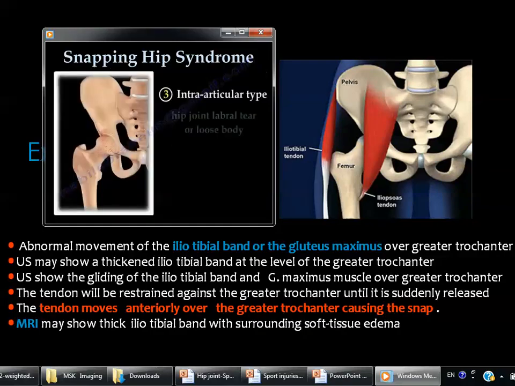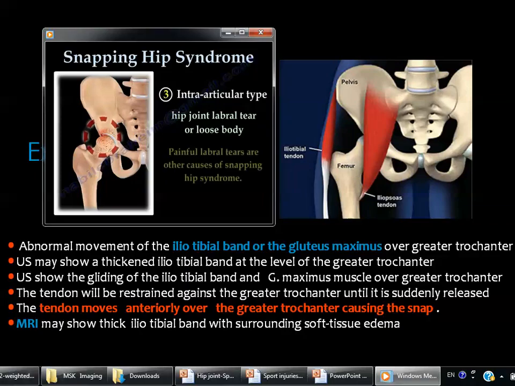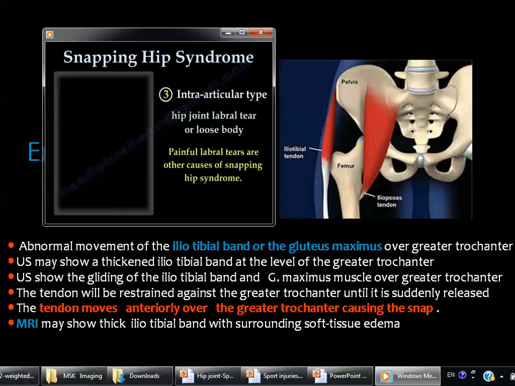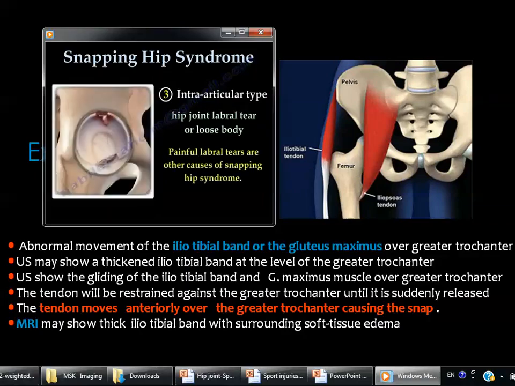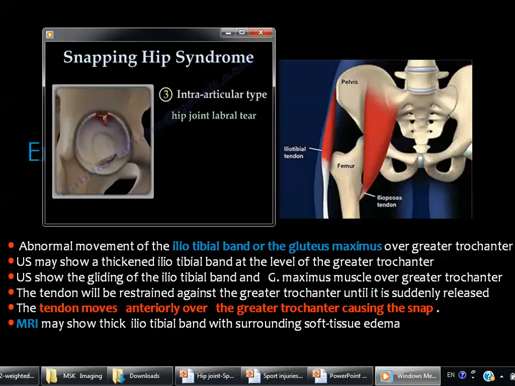Intra-articular type can be a hip joint labral tear or a loose body. Painful labral tears are other causes of snapping hip syndrome. In the labral tear, the patient will suffer from decreased range of motion and a painful click in the joint.